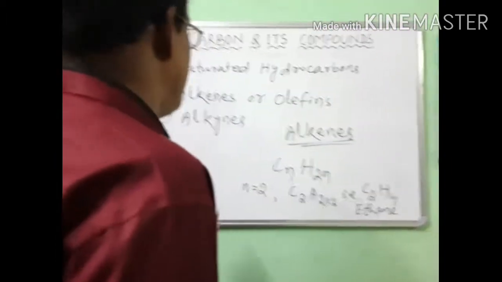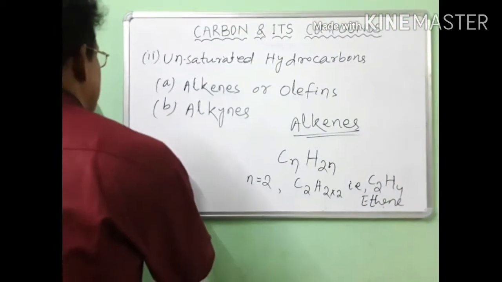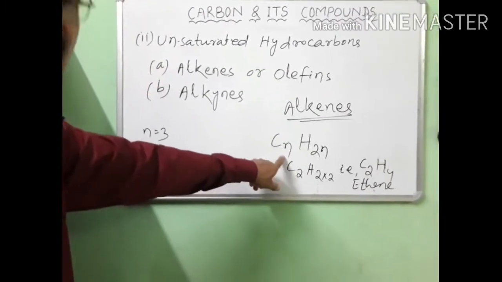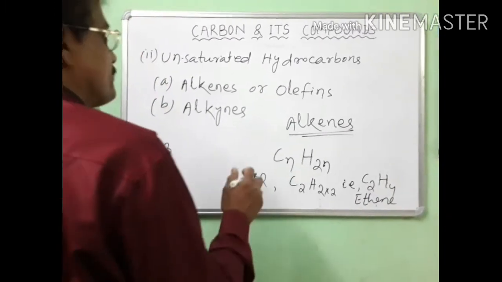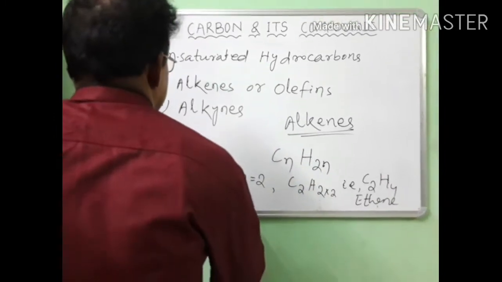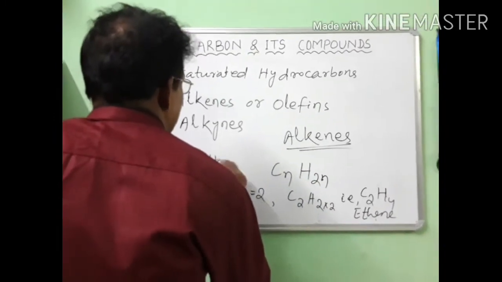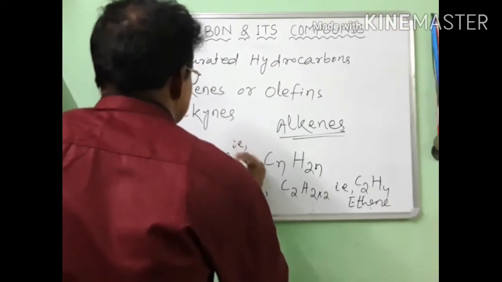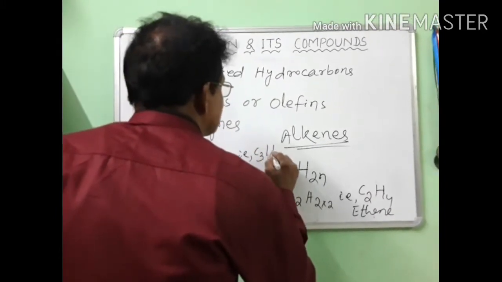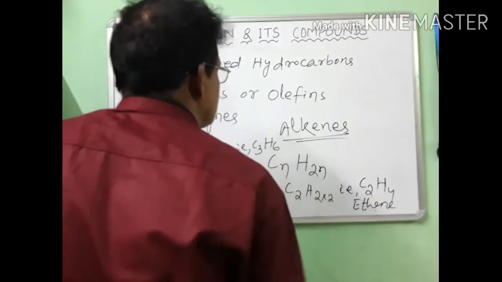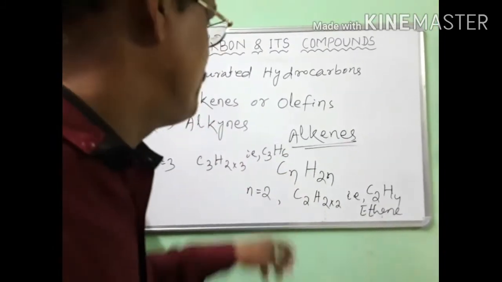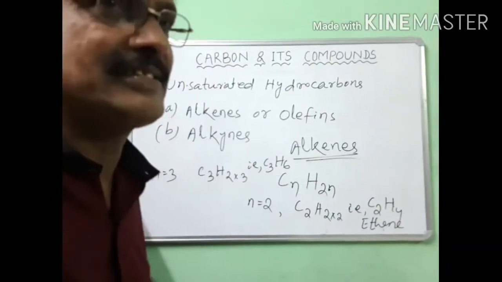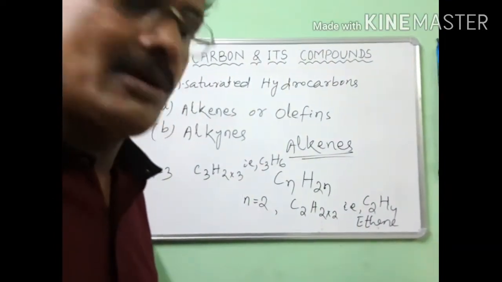Clear? If n is equal to 3, meaning the number of carbon atoms is 3, then the compound is C3H(2 into 3), that is C3H6. C3H6 means propene. This is called propene.